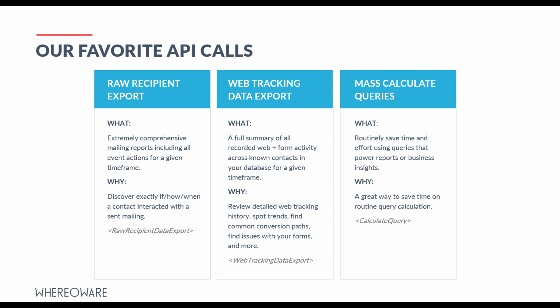And on this side here, the mass calculate query is really beneficial because calculating one query is easy, but calculating 100 queries is not easy. So this call allows you to choose all of the different queries that you need to calculate all at once, and the job will get started automatically, making sure that's done for you.